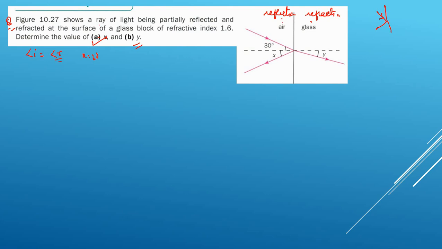Now part B, the refraction part. Refractive index of air multiplied by sine I is equal to refractive index of glass multiplied by sine y. So 1 multiplied by sine 30 is equal to the refractive index of glass, 1.6 given here, into sine y. So y will be sine inverse of sine 30 divided by 1.6. If you solve this, you will get around 18.2 degree. You can pause the video and solve it. I think you will get the same answer.